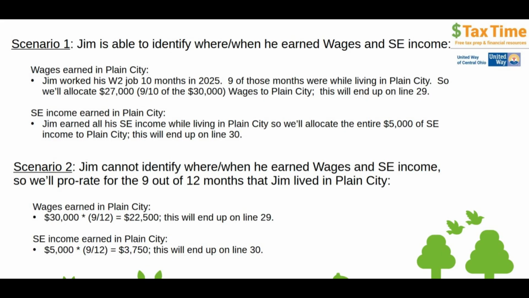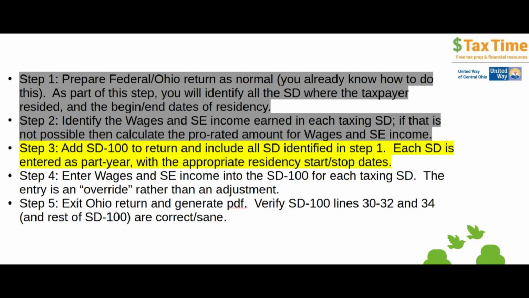Let's go ahead and enter the scenario one data into TaxSlayer and see how that works out. Step 3 is we will add the SD100 to the return and include all the school districts we identified in prior steps. Each school district will be entered as part year residency with the appropriate residency start and stop dates.